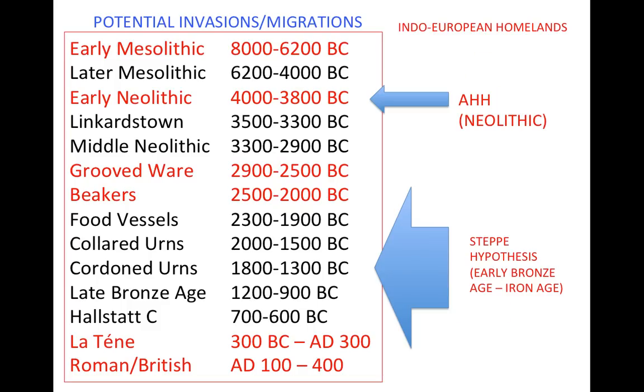And if you put these into the context of these Indo-European homeland theories, then the Neolithic theory would have Irish, or the ancestor of Irish, coming in the early Neolithic, and the steppe hypothesis, a bit vaguer as to precisely when, but it would have begun maybe as early as the Beakers or any time after the Beakers at around 2500 BC.